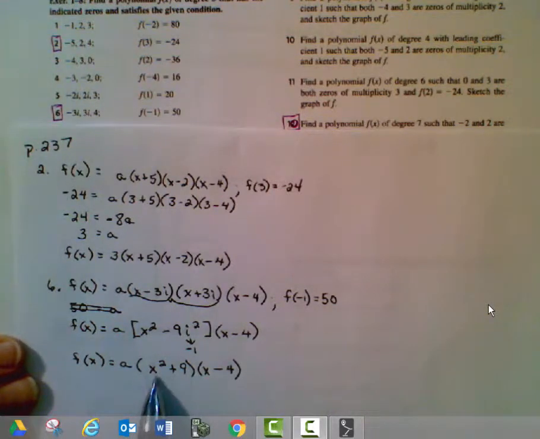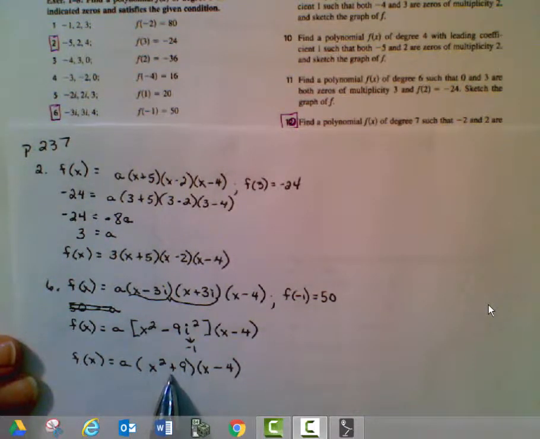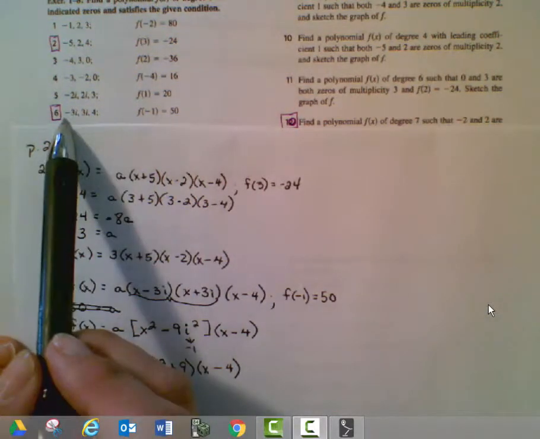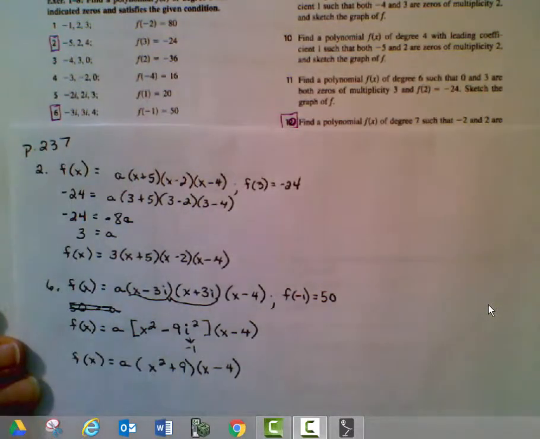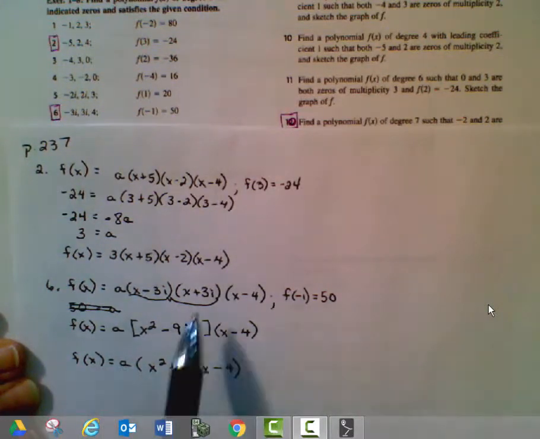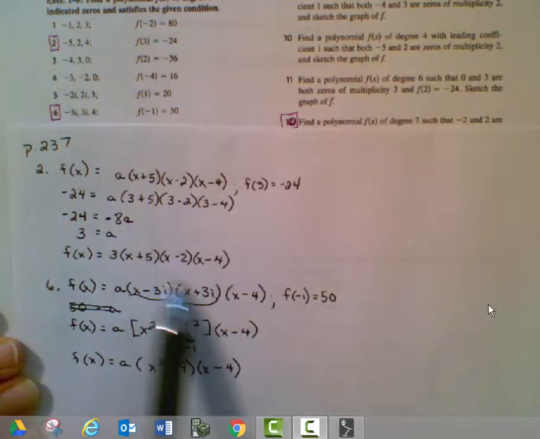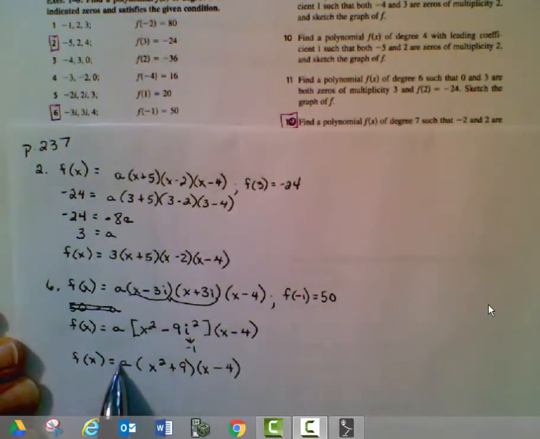We know that it's the factor x squared plus 9 that if we set it equal to 0 and solved it, we would get imaginary solutions. We'd get the two imaginary solutions, -3i and +3i, that we were originally given as conditions that we needed to satisfy. So before I started trying to find this coefficient a, I just wanted to clean that up a little bit. Now I'm ready to find that coefficient.